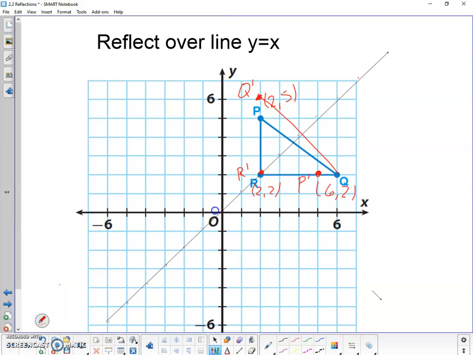All right, I'm going to change my color here. These are going to be our primes. R stayed the same. P prime went from (2,5) to (5,2), and Q went from (6,2) to (2,6). All right, what do you notice?